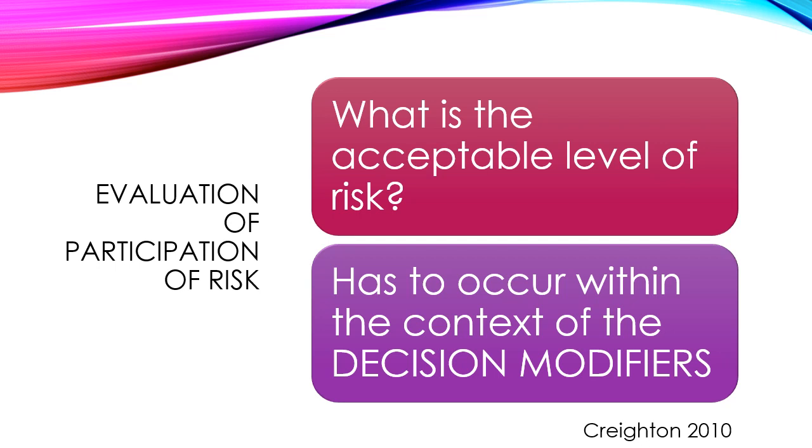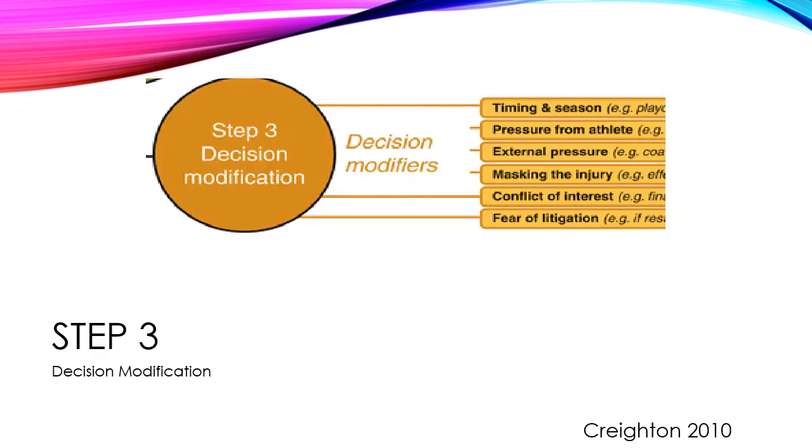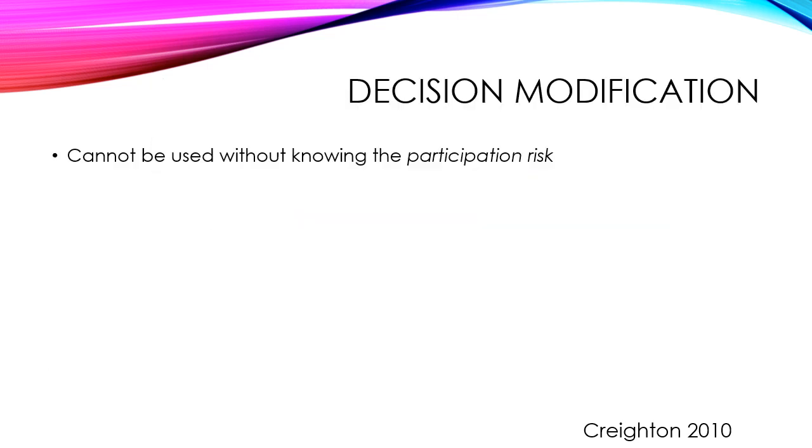And then what is the acceptable level of risk? This has to occur in the context of decision modifiers. Is this going to be a lifelong effect? How big is this ripple? It's argued that the health of the athlete should be the only concern because all activity is associated with risk. That leads you into step 3, decision modifications. And it can't be used without knowing the participation risks, so the things that we discussed earlier.